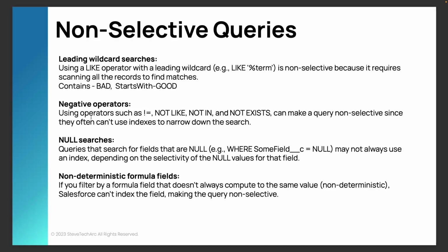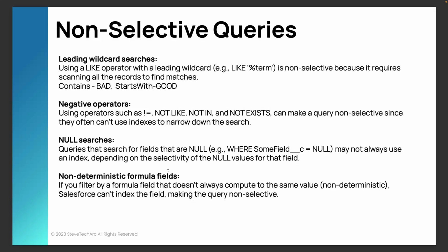Negative operators are not selective. Not equal to, not like, not in, not exists. These are not selective, so these cannot use the index. Null searches, testing to see if it's null, do not use the index, so that is not selective.